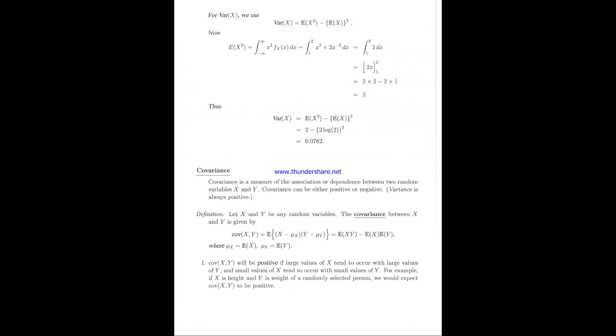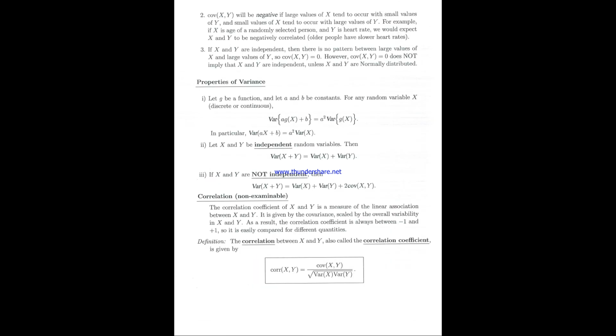On the other hand, if small values of random variable x are associated with large values of random variable y, in that case you have a negative association, so your covariance is a negative figure. For an example, if you take x and y as height and weight, normally we believe that if you have a high value for height, you will get a high value for weight as well. So the large values are associated with large values. In that case, the covariance is positive.